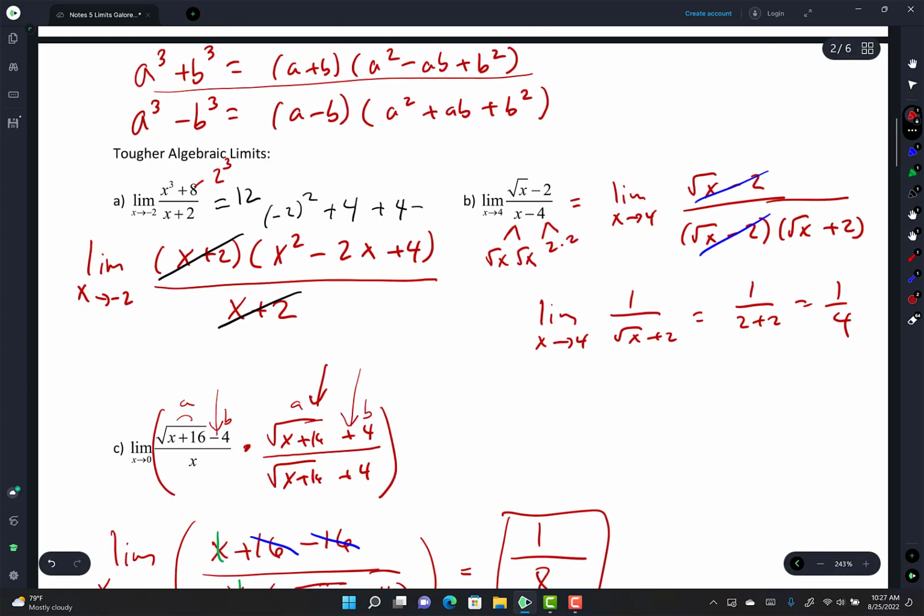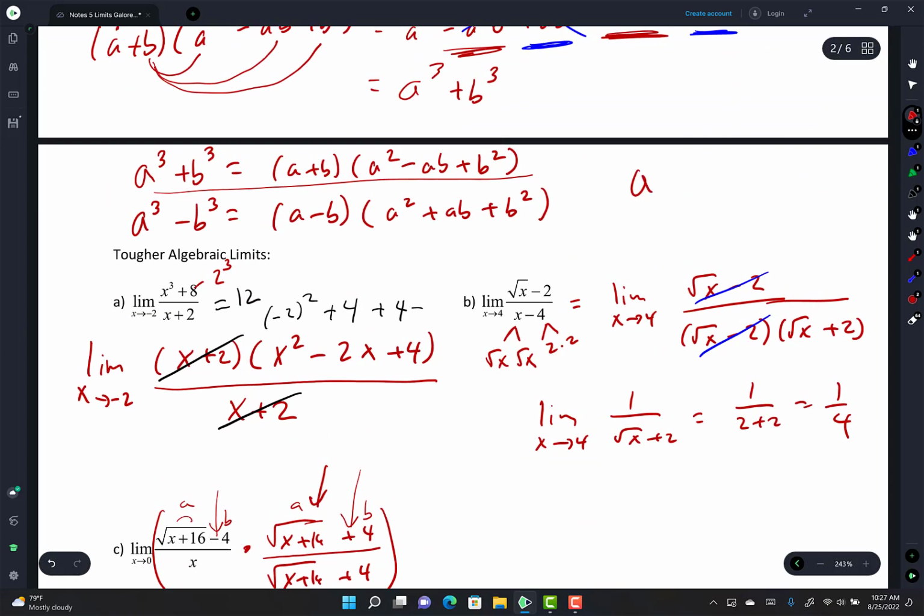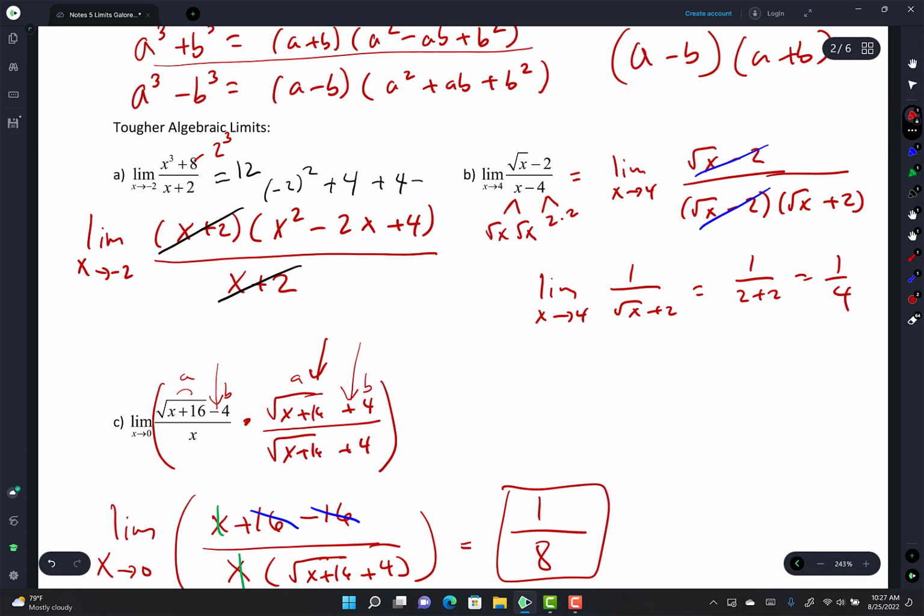What the whole point is that you're trying to multiply a minus b by a plus b, which is the conjugate, because it cancels out the 16, and you just have square root of something times square root of the same thing is just that something.